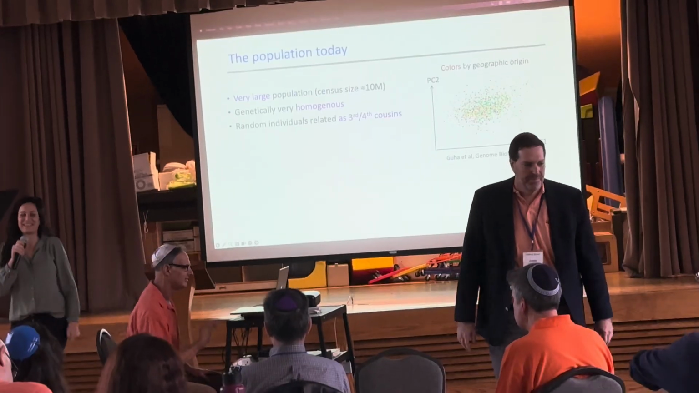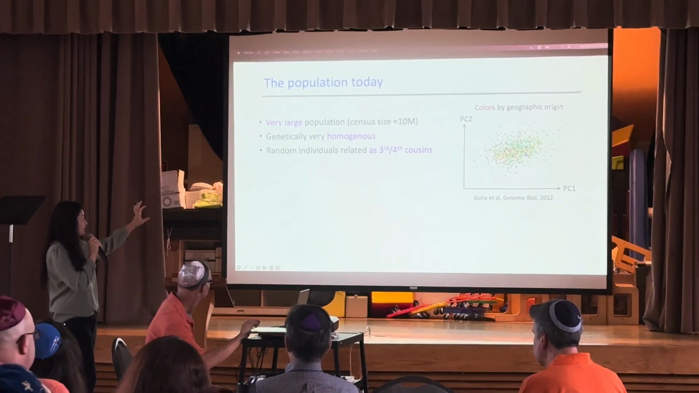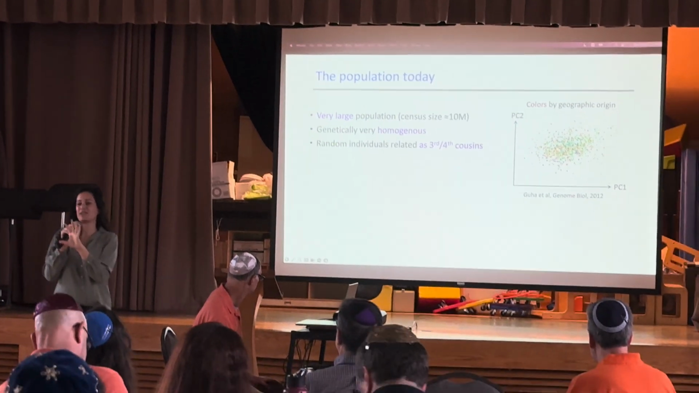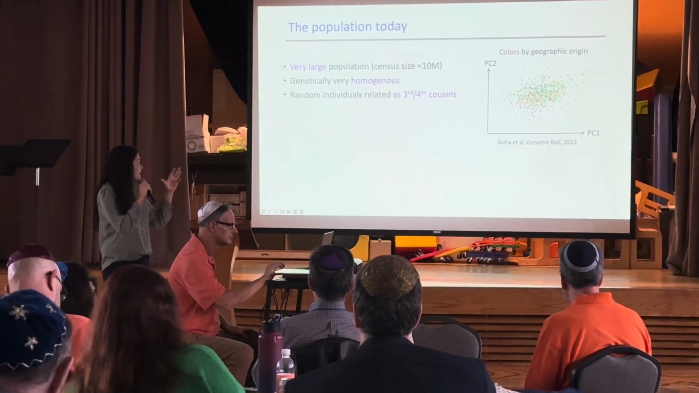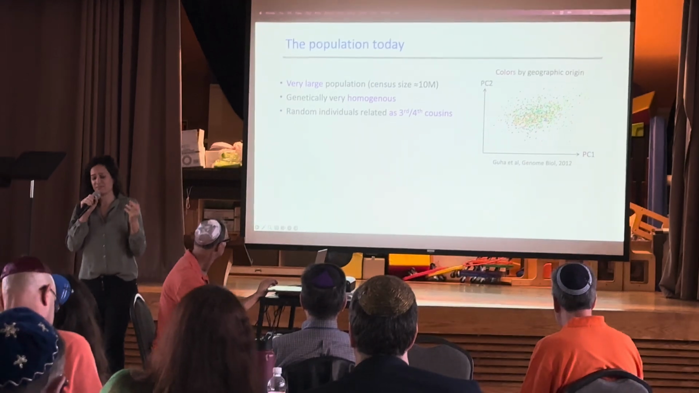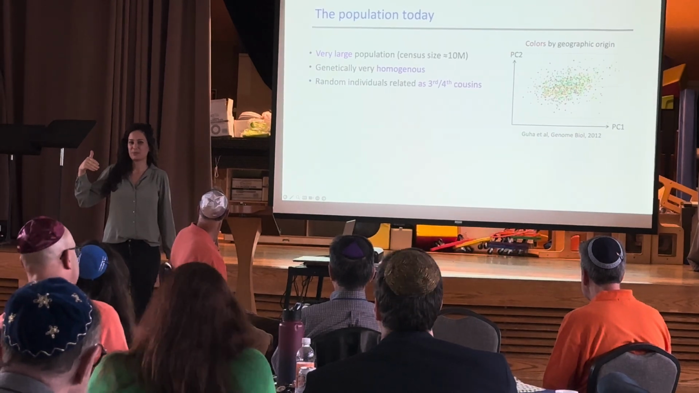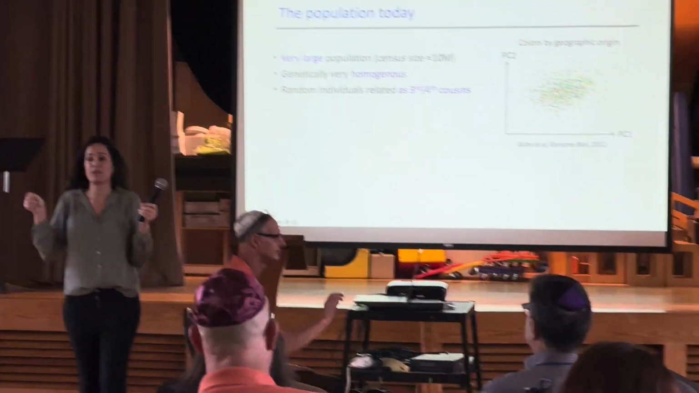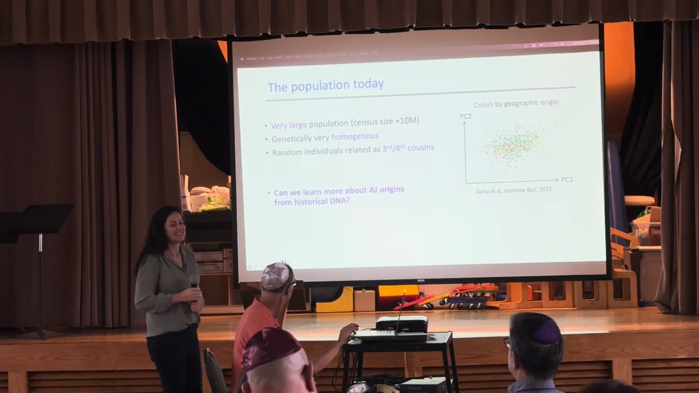Okay, thank you. So you can see that regardless of the country of origin, they create this uniform cloud. So they are very, very similar genetically, regardless of the country of origin in Europe. And the population is so homogeneous that if we take two random Ashkenazi Jews that are unrelated, they will look genetically like third or fourth cousins. So very similar.